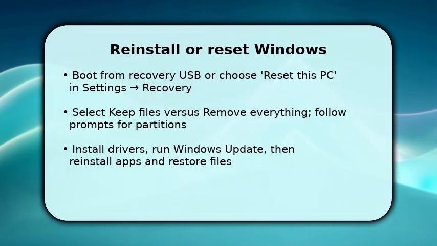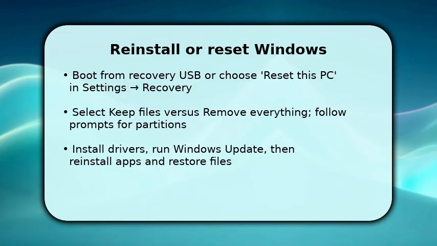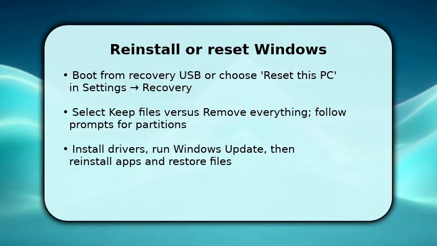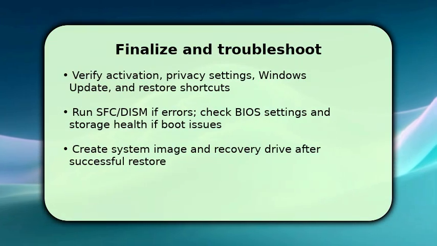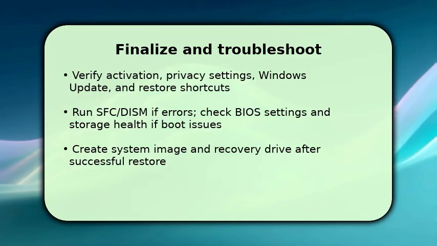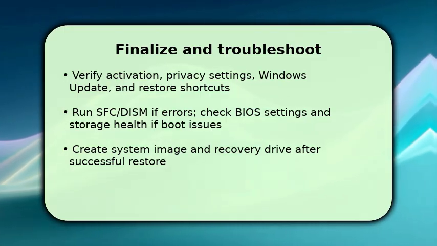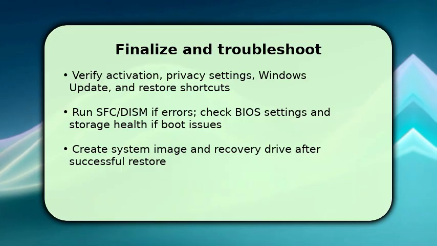When installation finishes, install chipset/network drivers first. Run Windows Update and then reinstall apps. Make sure to restore your backed up files once. To finish, activate Windows and set privacy configurations, then confirm Windows Update completed and drivers are current. Rebuild your desktop and restore shortcuts and settings.